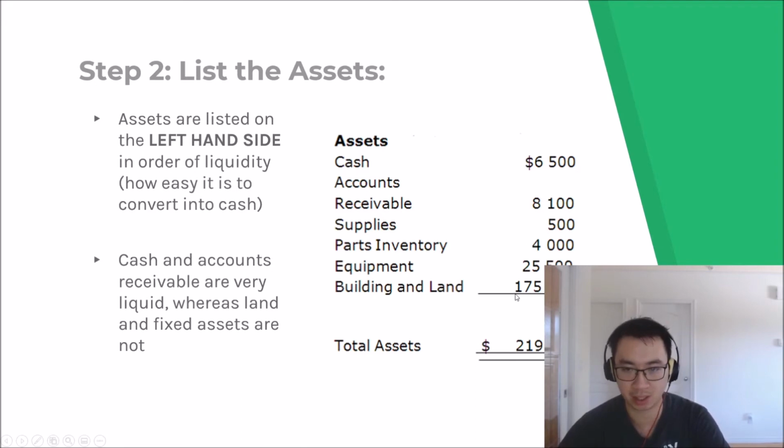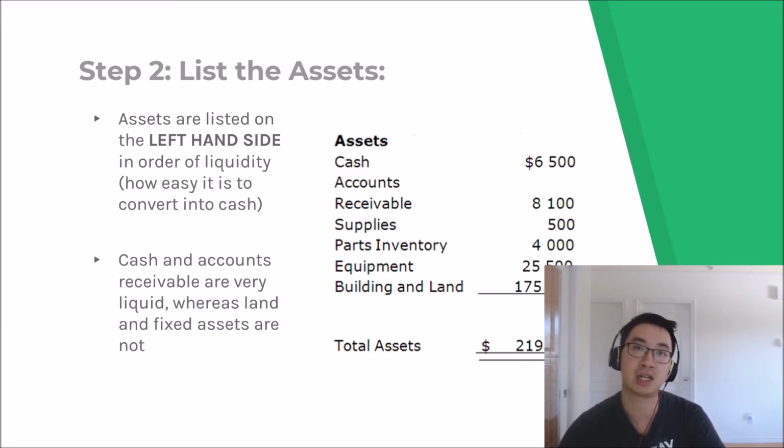So we're going to put an underline, and whenever you see an underline in a balance sheet, this reflects you have to add these things. 1, 2, 3, 4, 5, 6 things. Add it, double underline at the bottom. So that's just going to signify the end of the column. So cash and accounts receivable are very liquid, whereas land and fixed assets are not. So our assets are done.